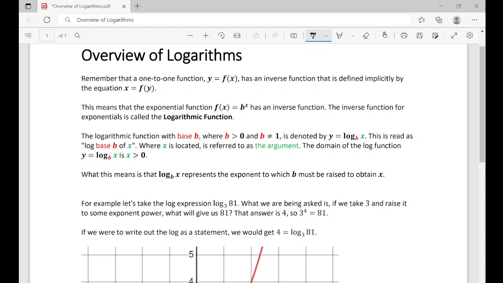So what does it actually mean? Well, it means that log b of x represents the exponent to which b must be raised to obtain x. So that can be a little bit weird, so let's look at an example.